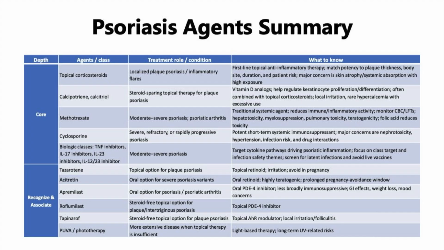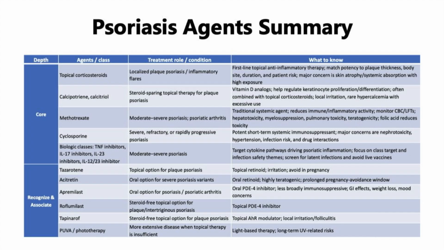Calcipotriene and calcitriol are vitamin D analogs that regulate keratinocyte growth and provide steroid-sparing therapy. Excessive use rarely causes hypercalcemia. For more extensive disease, methotrexate is a once-weekly systemic option associated with liver, marrow, lung, and pregnancy toxicity, with folic acid used to reduce adverse effects.